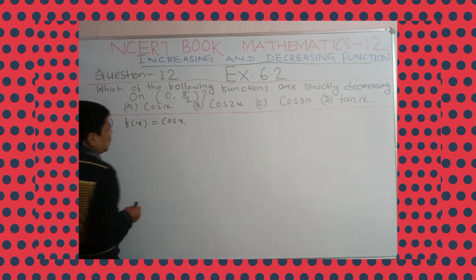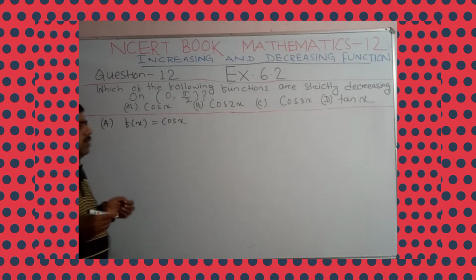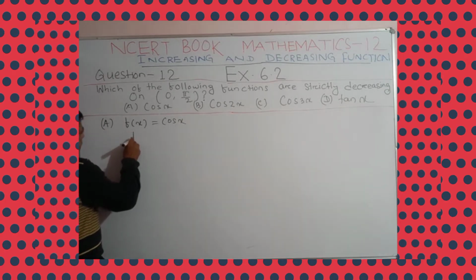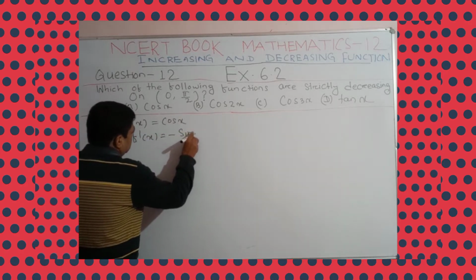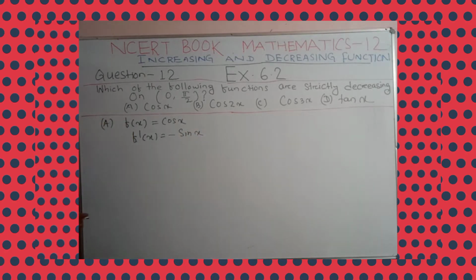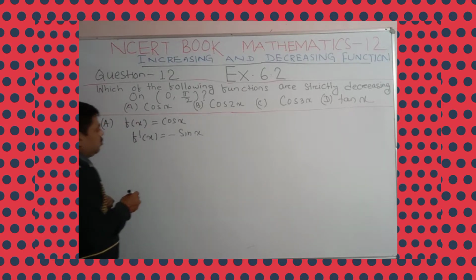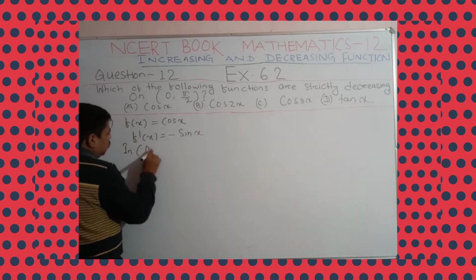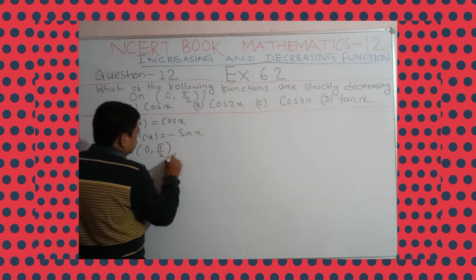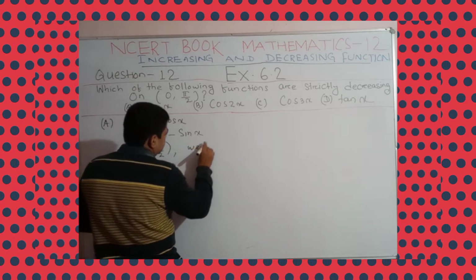In order to find out whether a function is increasing or decreasing, we have to find the slope of the function by finding the derivative. The derivative of f(x) is equal to minus sin x. Yes or no? f dash x is minus sin x. Now you see, in the open interval 0 to pi by 2, what do you know?